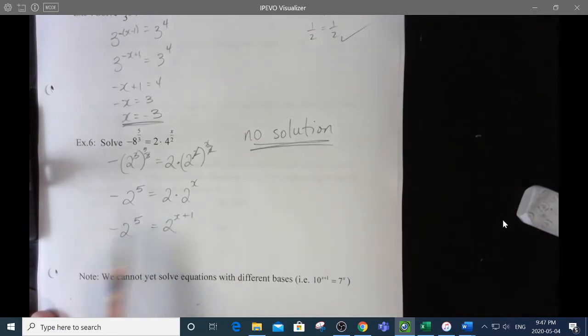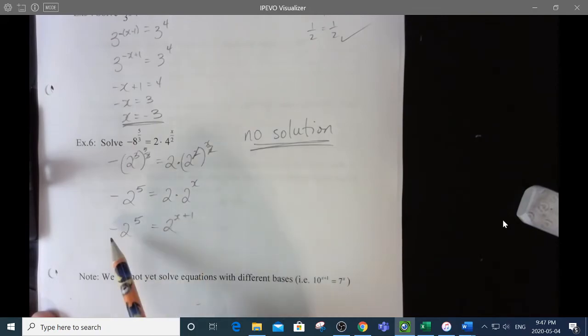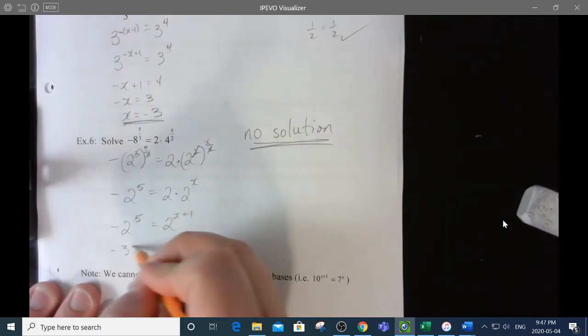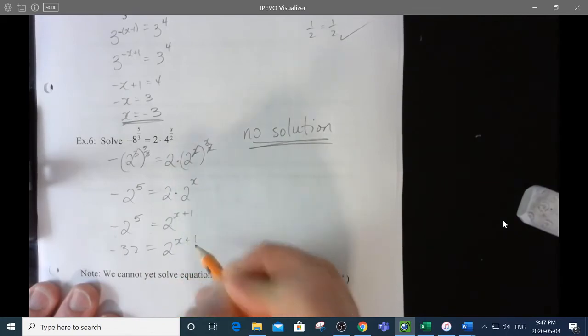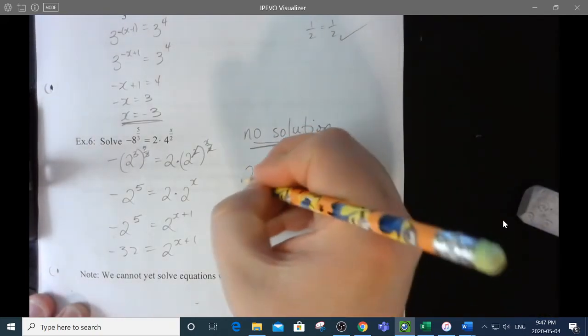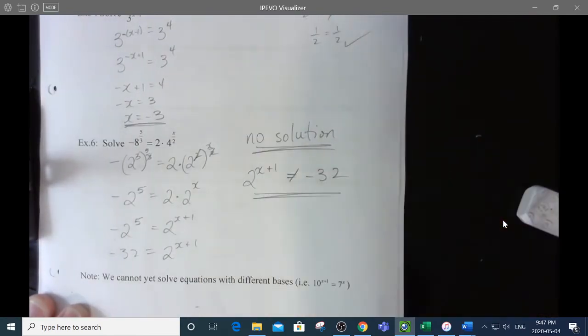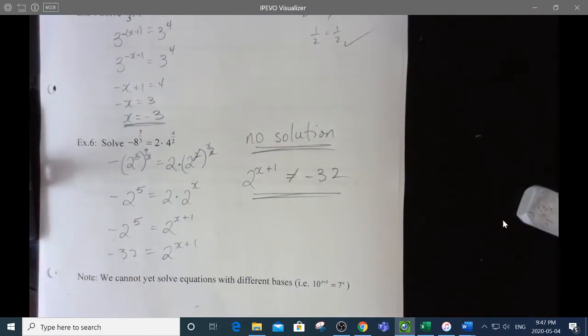The only way this has any solution is if I can come up with some sort of x, some sort of exponent that 2 times itself that many times will be a negative. Because this side is negative 32. How many 2's do you times together to get negative 32? Well, I'll tell you what, you could multiply 2 all you want. You can't multiply positives and get a negative. No solution. 2 to the x plus 1 cannot equal negative 32. Haha, that one was trying to fool us.